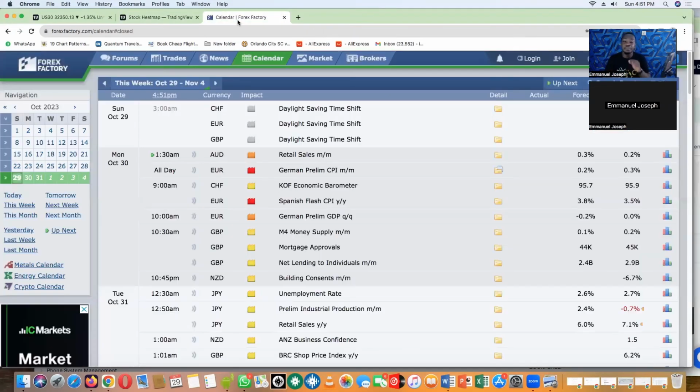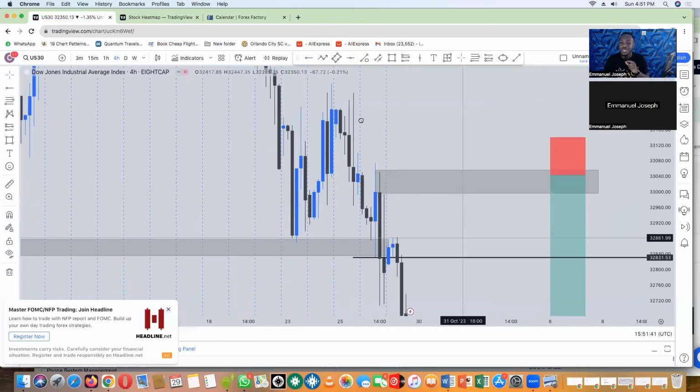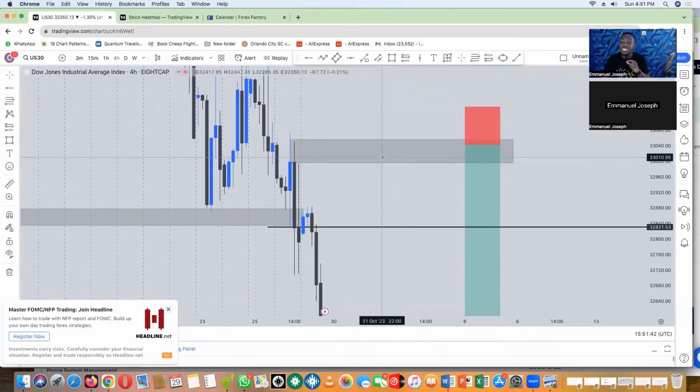If you're interested in learning more about this strategy, you want to know how I'm able to plot these levels and all that, I call this a flip zone. I call this a fair value gap.